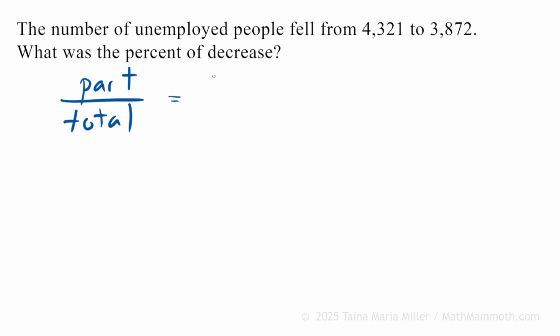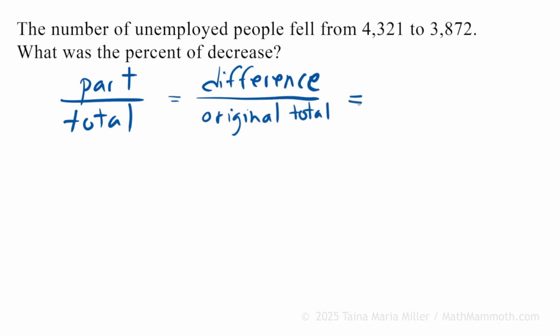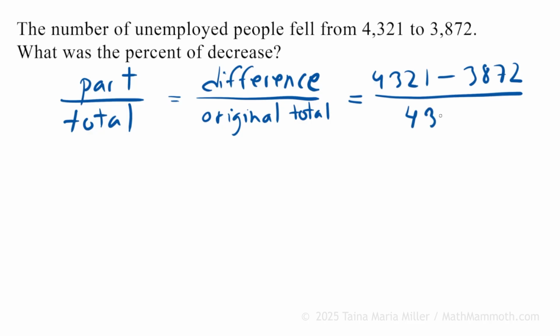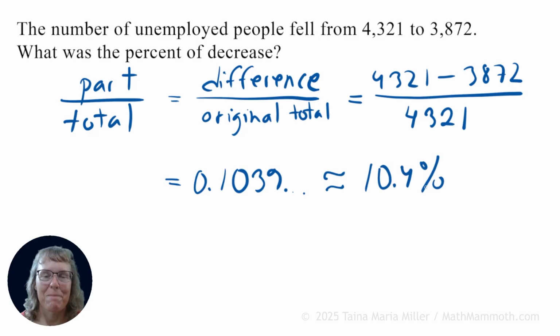So the part in this case is the difference. What was the actual decrease over the original total? The actual decrease is found by subtracting these numbers, and the original total is this here. So it's the decrease over the total, and calculating from a calculator we get 0.1039 and so on, which as a percentage is about 10.4%. Alright, just a little review of that concept.